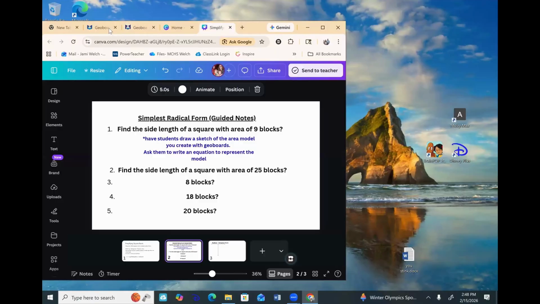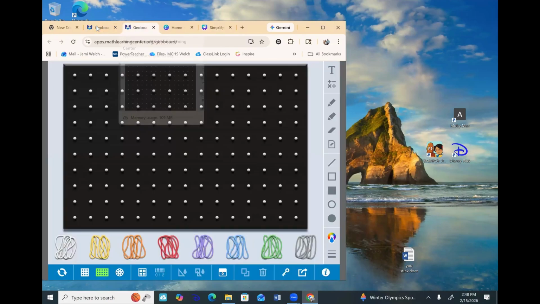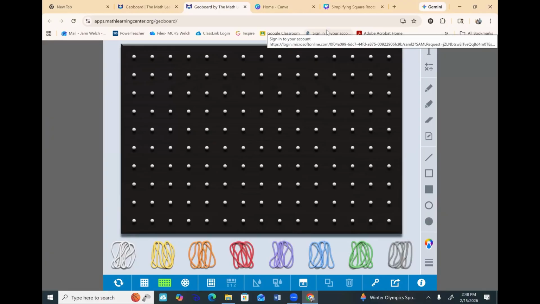The square root of 18. Okay, so we're saying, all right, kids, now we're trying to find a square with 18 blocks. That's our goal. We're thinking of a square with 18 blocks. And they may say 9 and 2, and so on. They may go ahead and just know, I can't do that because 18 is not a perfect square. There's not two nice integer numbers that will multiply to give me 18.